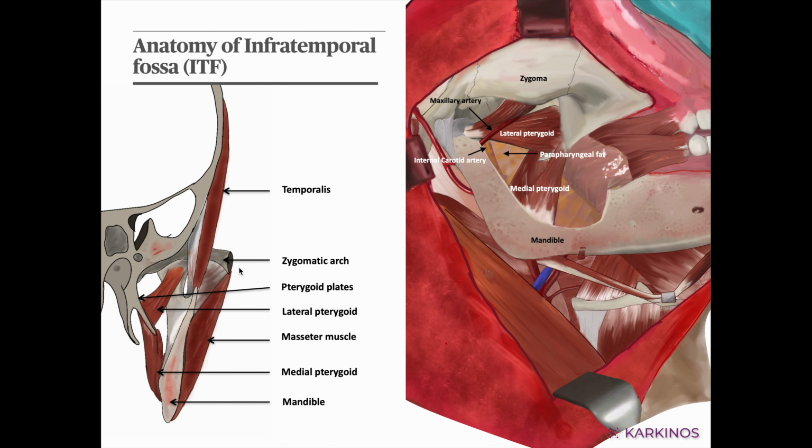Now we will see the anatomy of the infratemporal fossa. This illustration represents the masticator space, which includes the masseter, mandible, the temporalis muscle, and the lateral and medial pterygoid muscles and pterygoid plates. The infratemporal space lies medial to the mandible, which excludes the masseter muscle. This area contains various neurovascular bundles and also the pterygoid venous plexus.